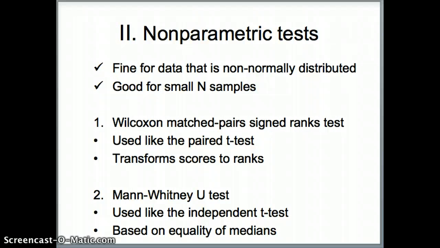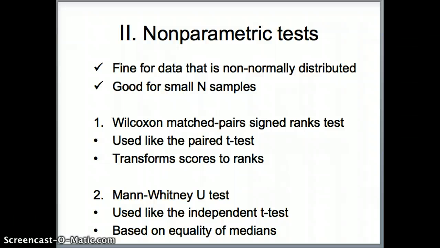Now, the paired t-test and the independent t-test both have assumptions of normality, that the data is normally distributed, and that they have to have a certain minimum number of participants. Your groups can't be too small. You would have to have maybe at least 10 in a group for a t-test between subjects, and at least 10 participants minimum to run a paired t-test.